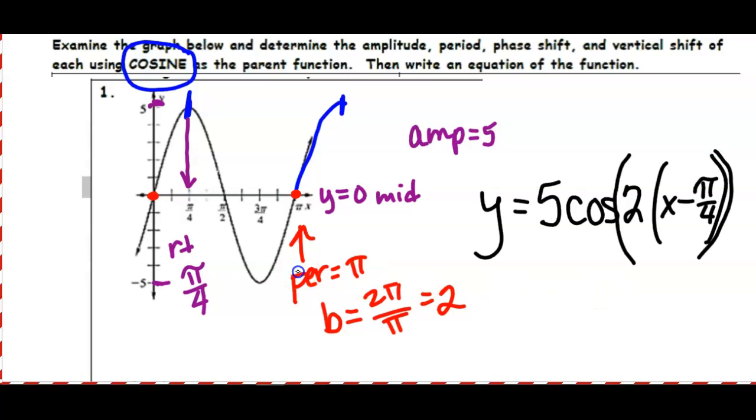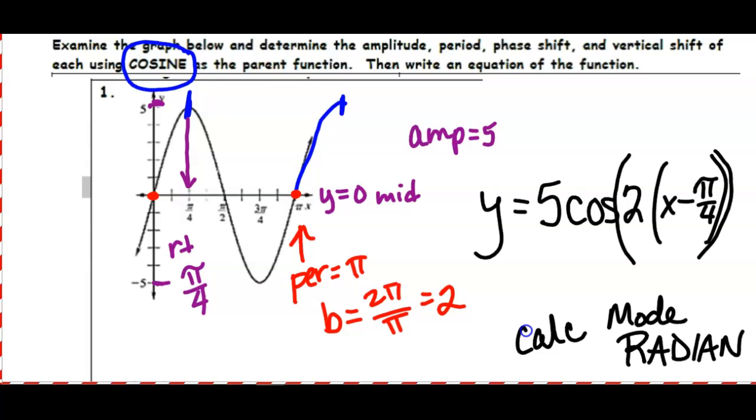Now, you could graph this on your calculator to check it. Okay, you could type this in and set the window like they did, and it should turn out just like this. If you're going to use the calculator, remember your mode for graphing has to be in radians. We are graphing in radians.